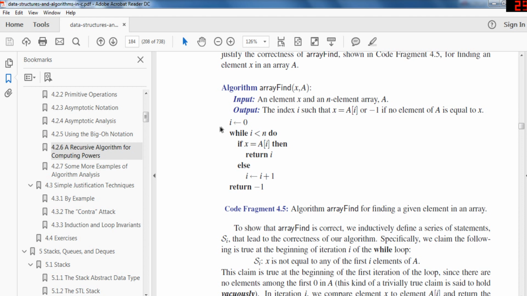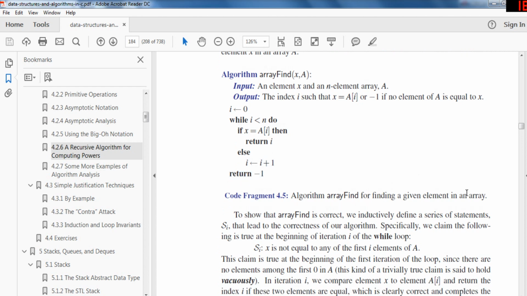So what do they do? In this algorithm, they start with i equals 0, and they loop up to the length of the array, and if A[i] is equal to the value of x, then they return i. Otherwise, they keep going to the right, and in the end, if they never returned the index i, then they just return -1.